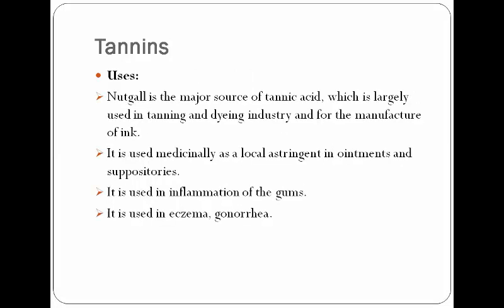Now, uses of nutgall. As it has a major portion of tannic acid, it is used as a source of tannic acid, which is used in the tanning and dyeing industry, and also in the manufacturing of ink. Medicinally, it is used as a local astringent in different skin preparations, in ointments, and in suppository preparation. It has anti-inflammatory action, especially in inflammation of the gums. It is also used in eczema and gonorrhea.